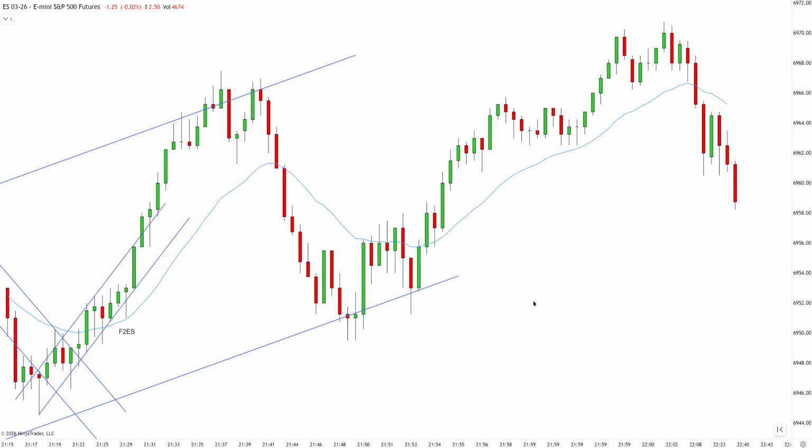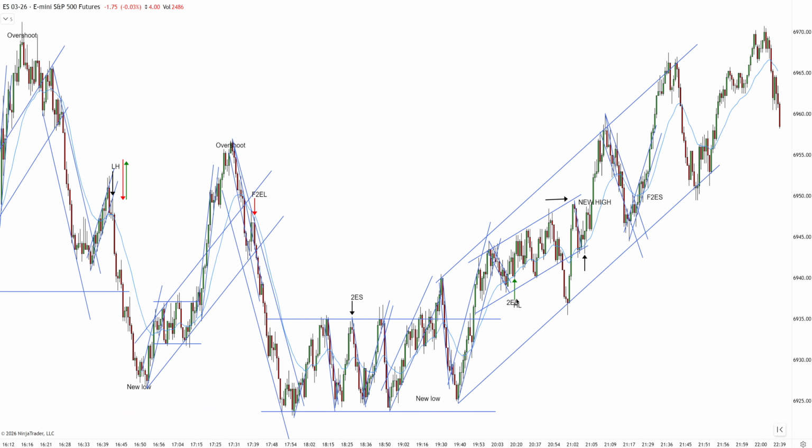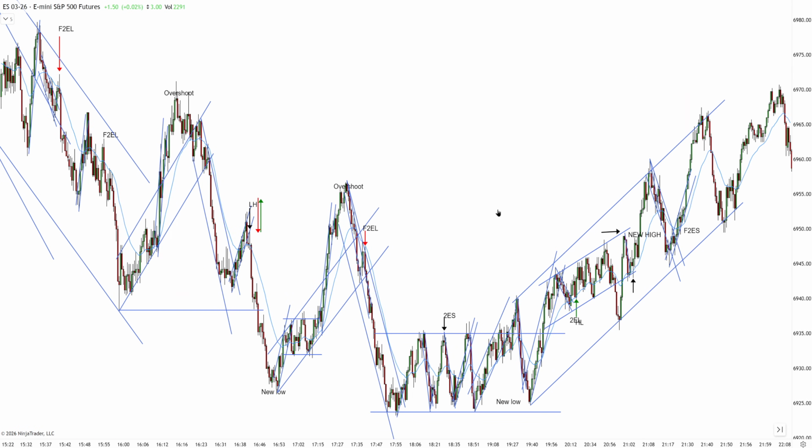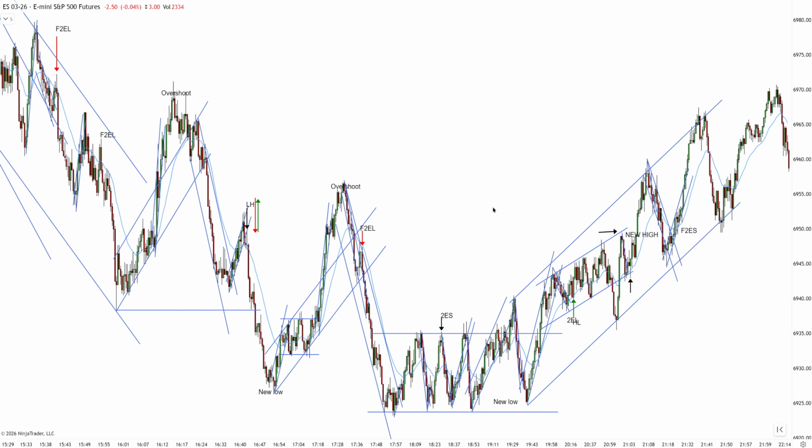So this is the overall structure for today. It was another difficult day to trade. I didn't take any trade today personally. I see decent trades after the fact, but when I was watching this live, I just didn't feel that comfortable taking those trades. So unfortunately, no trades for me.